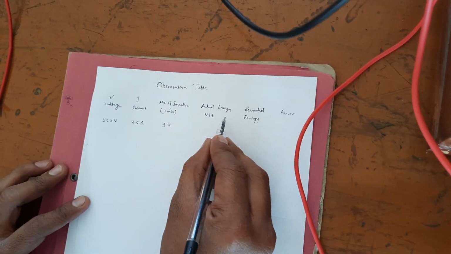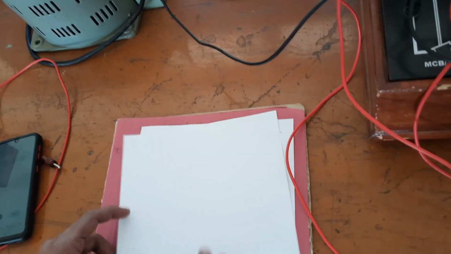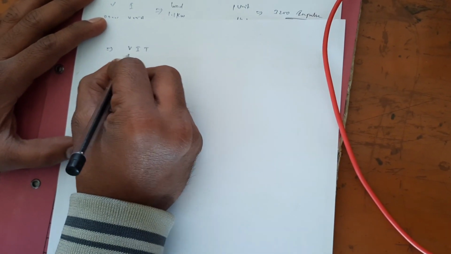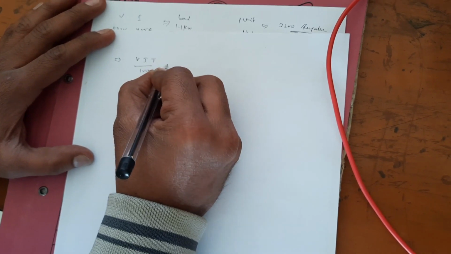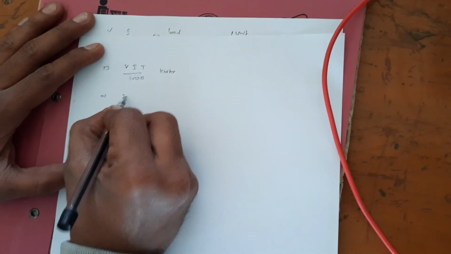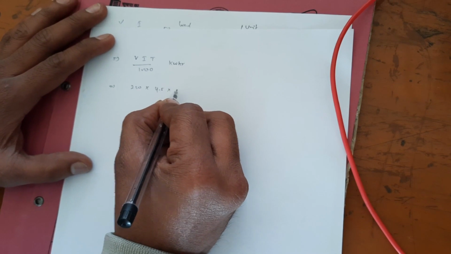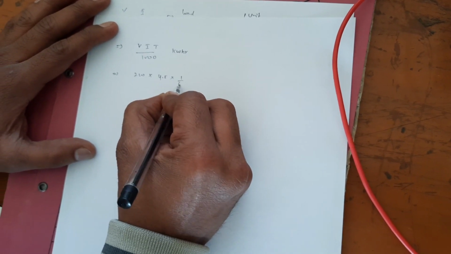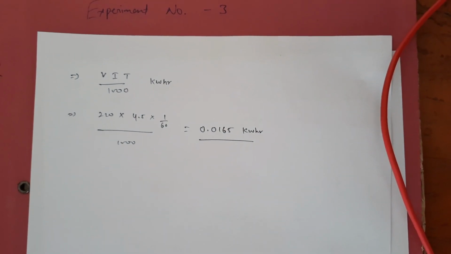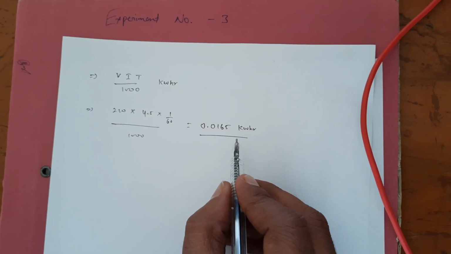Now for our actual reading, using the formula V into I into T divided by 1000, we can calculate in kilowatt hours. Our V is 220 volts, I is 4.5 amperes, and T is 1 minute, so 1 by 60, divided by 1000. From the calculation we get 0.0165 kilowatt hour.